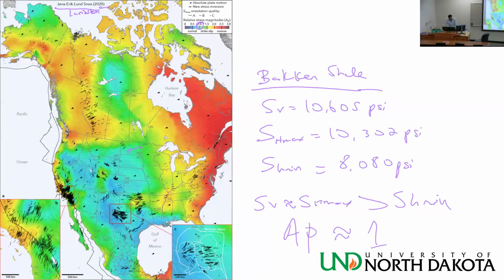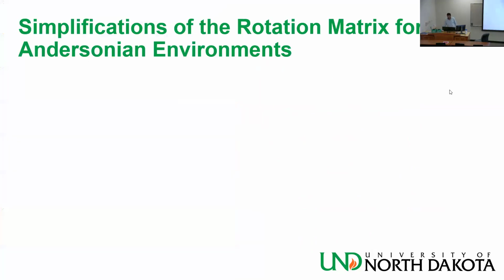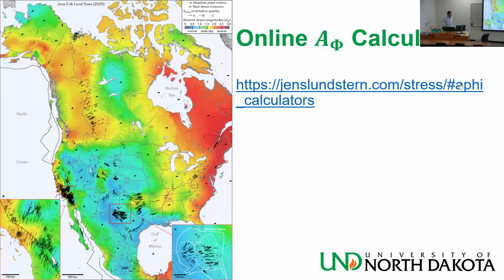And I give you his website. I'm sure he doesn't mind the traffic. Yeah, here. jenslundstern.com, stress, hashtag, alpha phi calculators. But I mean, you should be able to write a code or an Excel spreadsheet yourself that would be able to do that.